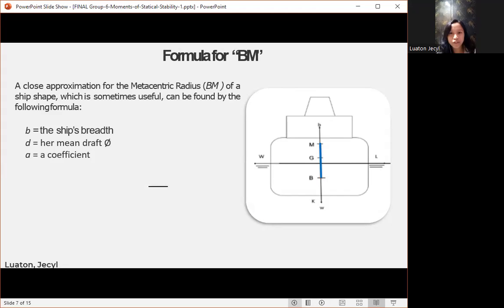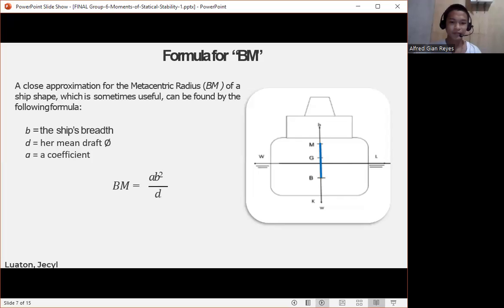So the formula for BM. A close approximation for the metacentric radius, or BM, of a ship, which is sometimes useful, can be found by the following formula, where B is the ship's breadth, D is the mean draft, and A is the coefficient. So what's the formula for BM? BM equals A B squared over D.